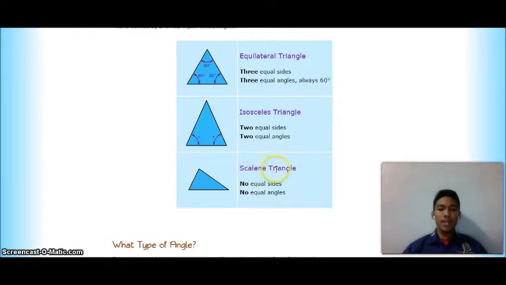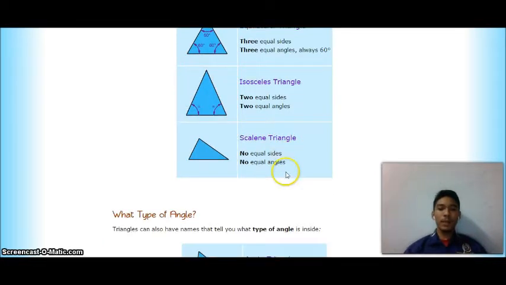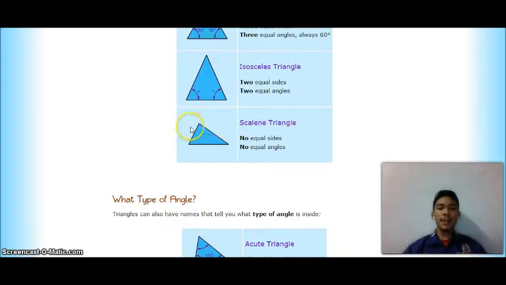Next we move on to the scalene triangle. This scalene triangle has no equal side and no equal angle. This means that this angle and this angle are not the same, and this side and this side are also not the same. All in all, the three angles will also add up to 180 degrees.